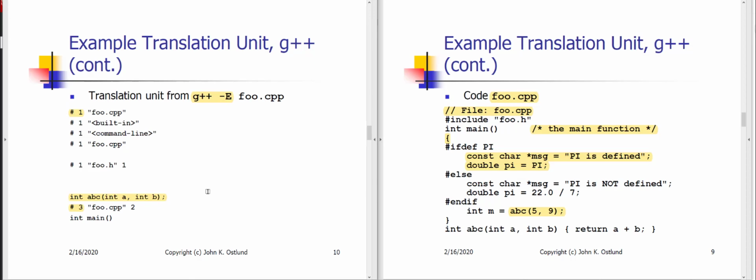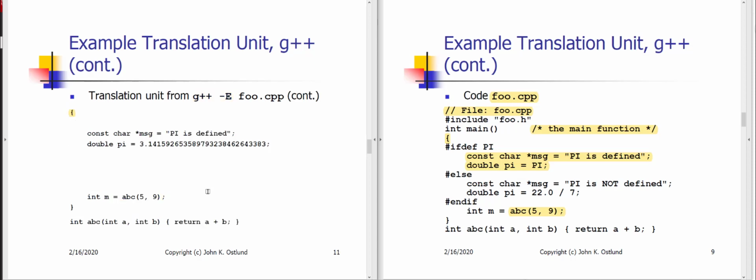Okay, so to say that again in summary, the preprocessor includes headers, strips out comments, defines tokens to be replaced by strings, and then conditionally passes some lines through to the translation unit to be compiled, and in this case does not pass other lines through to the translation unit. Okay, so why do we care about this translation unit stuff? What does it have to do with us?